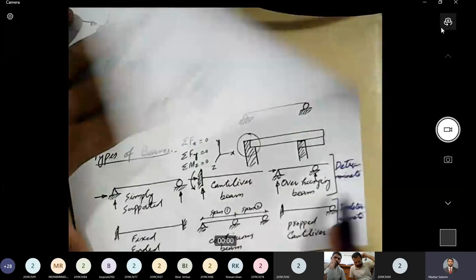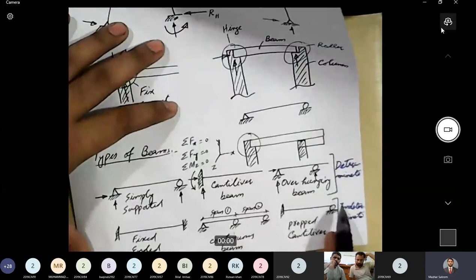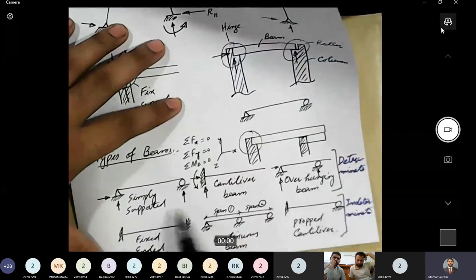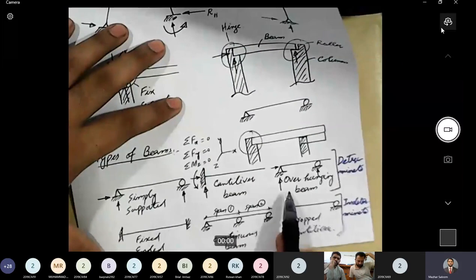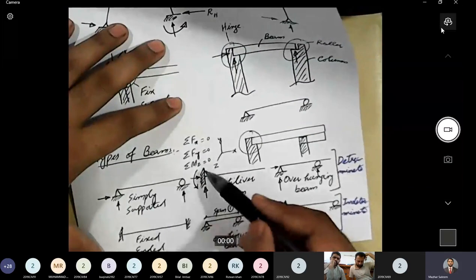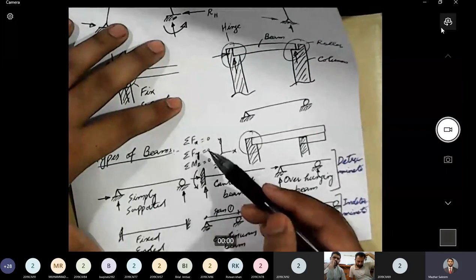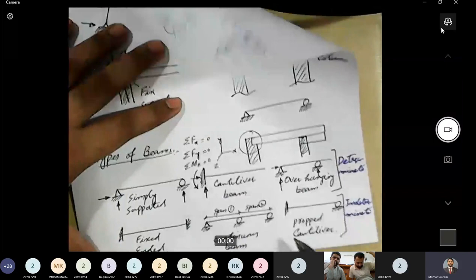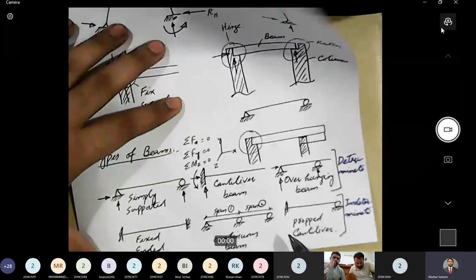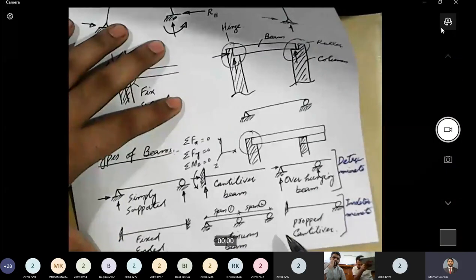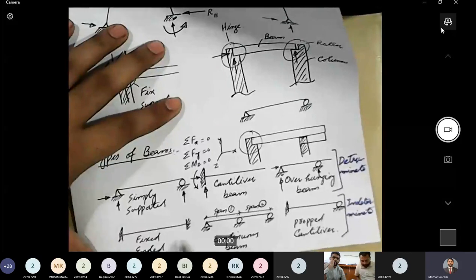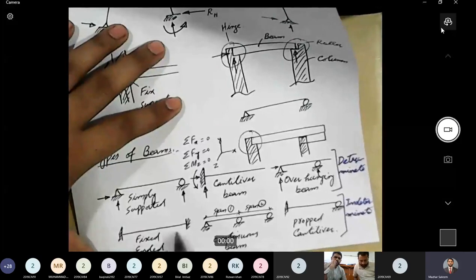So determinate beams and indeterminate beams. When we have an arrangement in which a beam can be completely analyzed using these three conditions of equilibrium, we call that beam a determinate beam. And if a beam cannot be analyzed using three conditions of equilibrium, that is an indeterminate beam. For example, here we have both ends fixed.